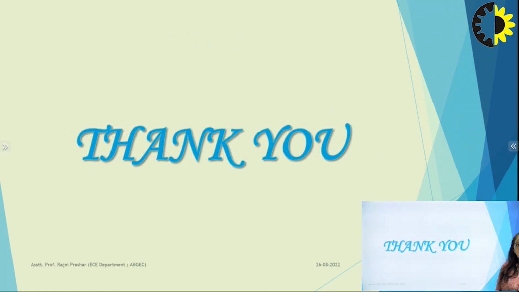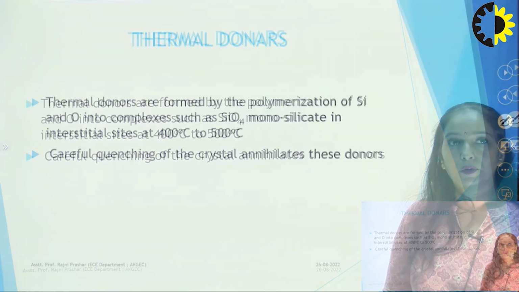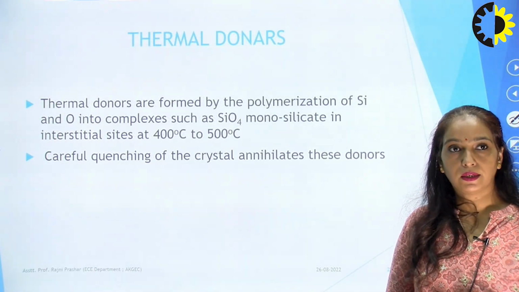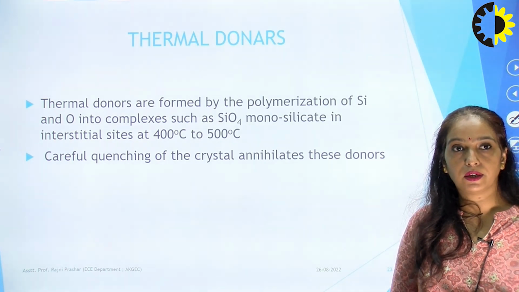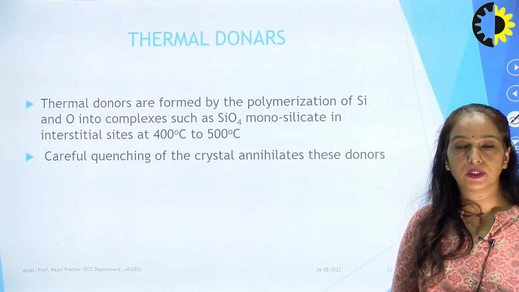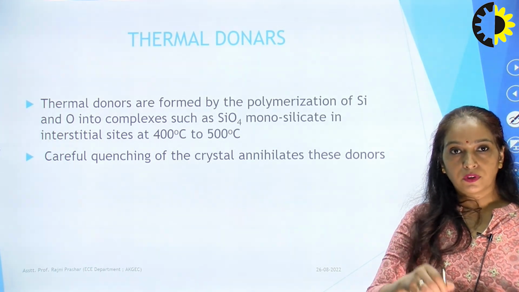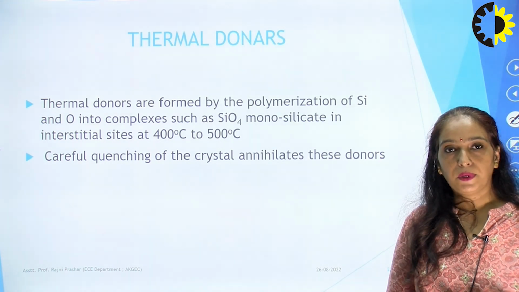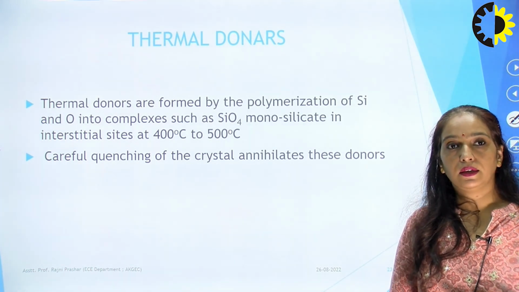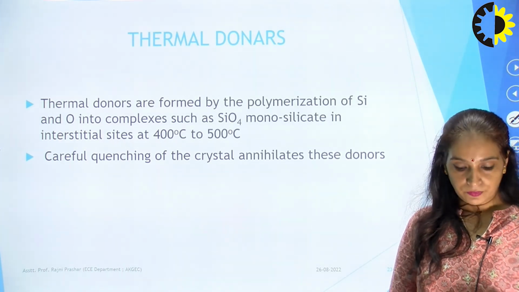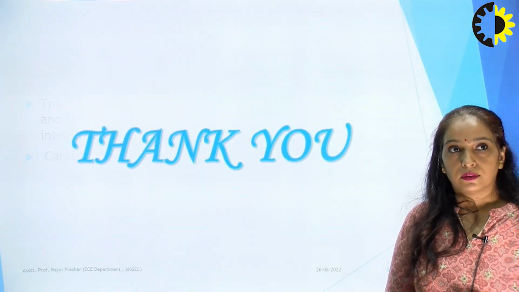So, this is all for today. In today's lecture, we got to know about the CZ method of the crystal growth technique, how silicon ingots are generated, what the pull-up mechanism is, and what the pull-up rate of the shaft should be so that a proper silicon ingot can be generated, and that silicon ingot will be further used for the next process. Thank you so much.